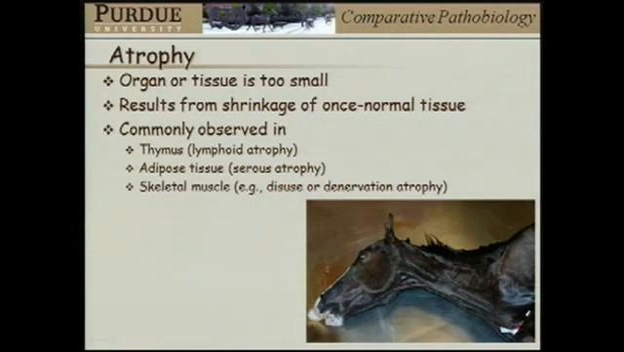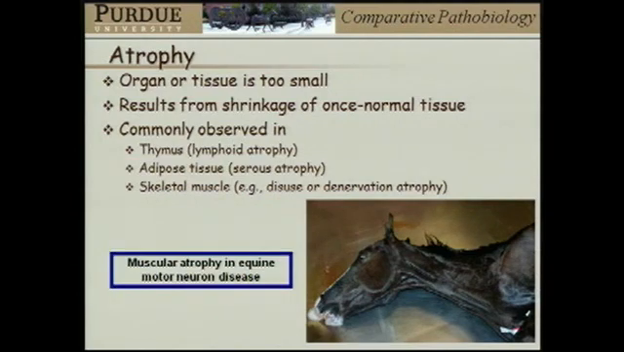Atrophy means that the organ or tissue is too small, but it implies that it was at one time well formed, and the smallness is the result of shrinkage. It's commonly observed in all species in lymphoid tissue, especially the thymus, in adipose tissue as part of emaciation, cachexia, and in skeletal muscle, especially from either disuse or denervation. And the example we're showing with this horse is skeletal muscle. The morphologic diagnosis would be muscular atrophy, and the disease that this horse had was equine motor neuron disease.